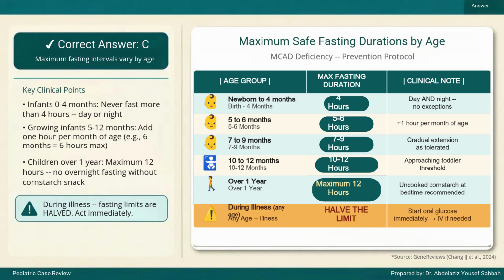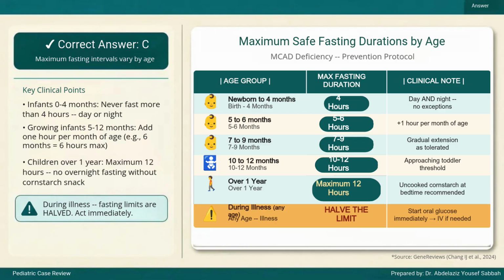Maximum safe fasting durations vary by age, and this is critical knowledge for managing medium-chain acyl coenzyme A dehydrogenase deficiency. For newborns to 4 months, never fast more than 4 hours, day or night, with no exceptions. For growing infants 5 to 6 months old, the limit is 5 to 6 hours, adding roughly 1 hour per month of age. So at 6 months, the maximum is 6 hours. For infants 7 to 9 months, 7 to 9 hours. For infants 10 to 12 months, 10 to 12 hours.